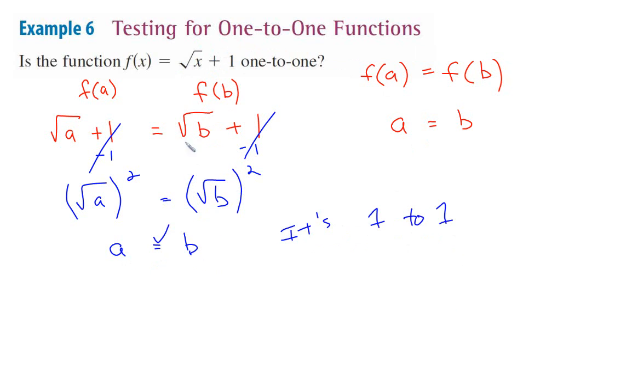So that's how you check algebraically. Just take the function, set f of a equal to f of b, do the algebra, and if you end up with a equals b, then it is a one-to-one function. So that's how you check algebraically.